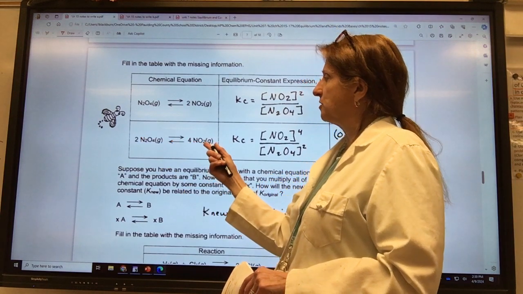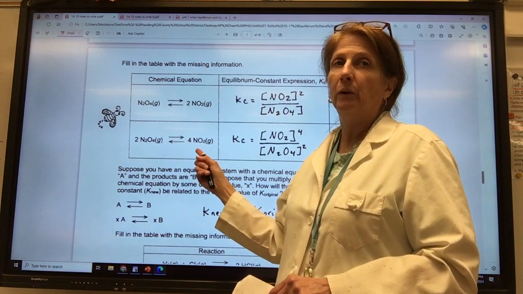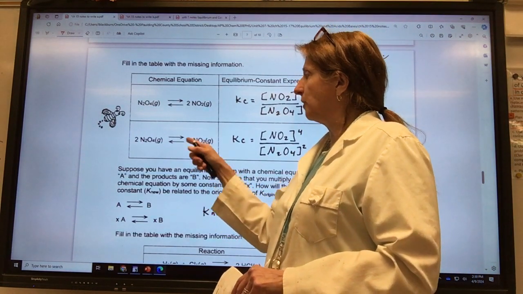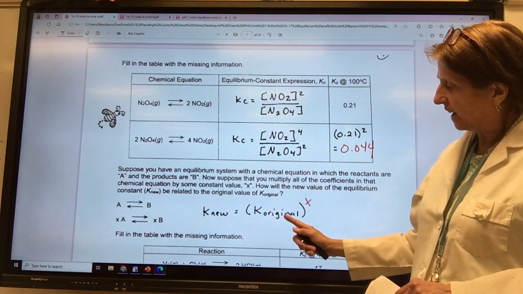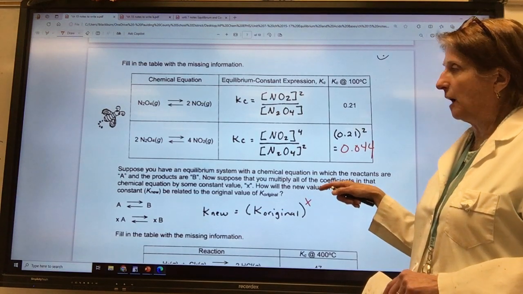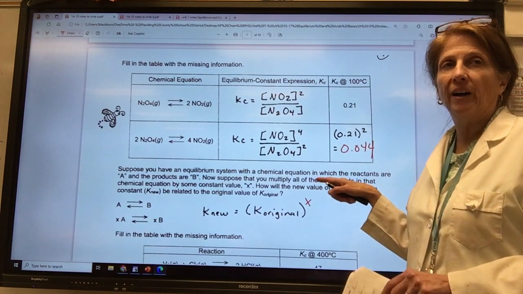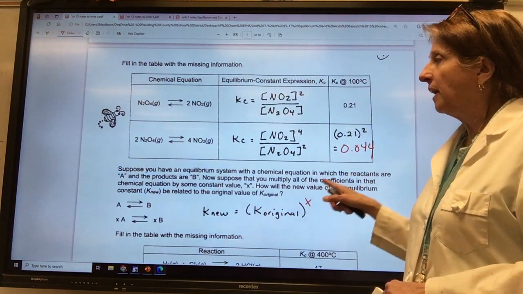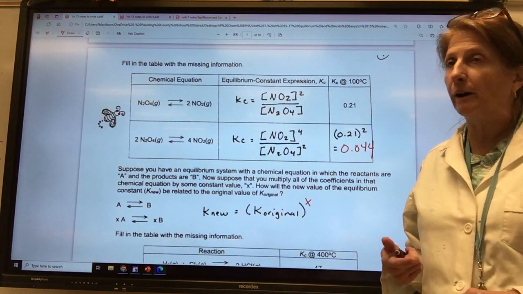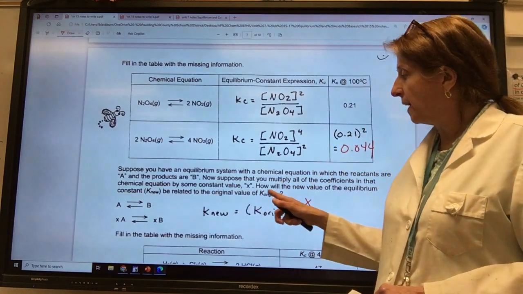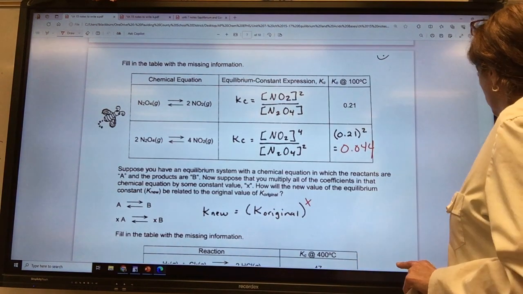Do you see how this equation is not the lowest coefficients? It's been multiplied by 2. And if you multiply an equation by a number, then it will change your K to that power that you multiplied it by. Okay? So just file this away in your knowledge bank somewhere. I don't know why you would ever want to multiply it and have an incorrect equation, but if you do, you raise it to the power that you multiplied it by. That's the first thing they do to it.